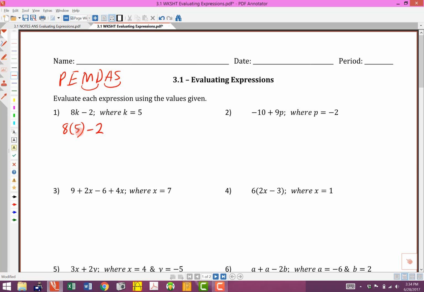So there's nothing to simplify in parentheses. There are no exponents. I'm going to go ahead and do any multiplication and division that there are in the order we come to them from left to right. And there's some multiplication right there. So this is going to be 40 minus 2. So the answer on this one is 38. So if you got that one right, you're in good shape.